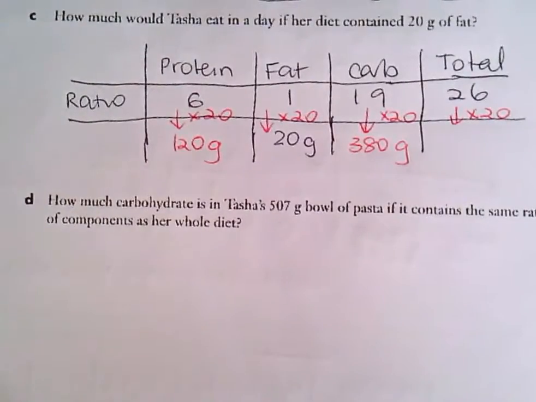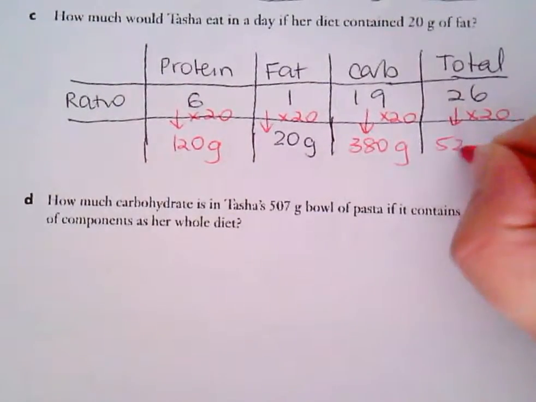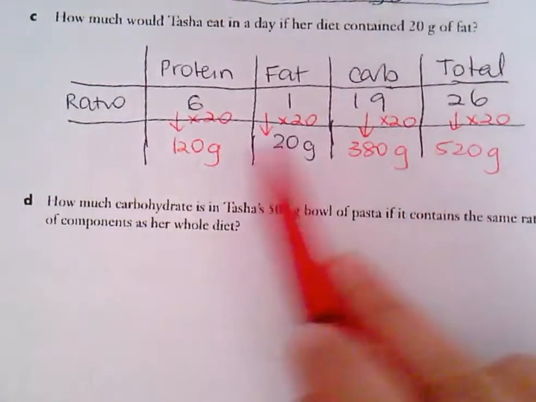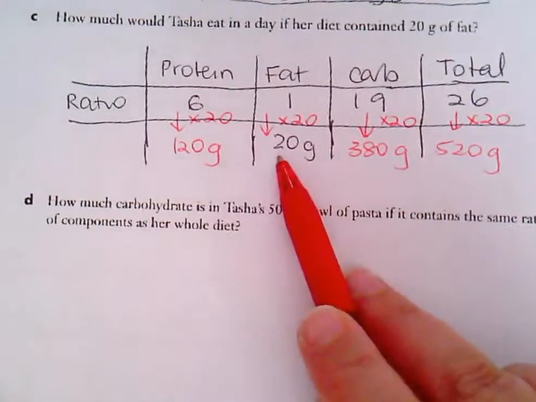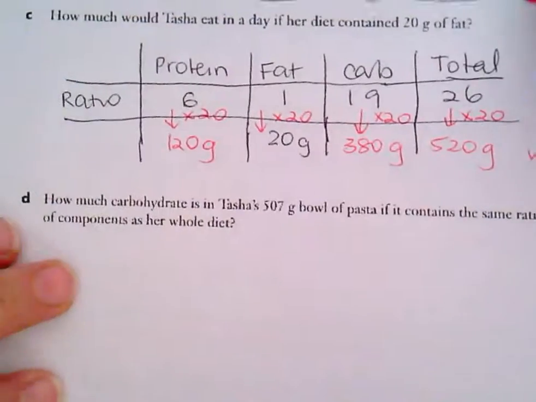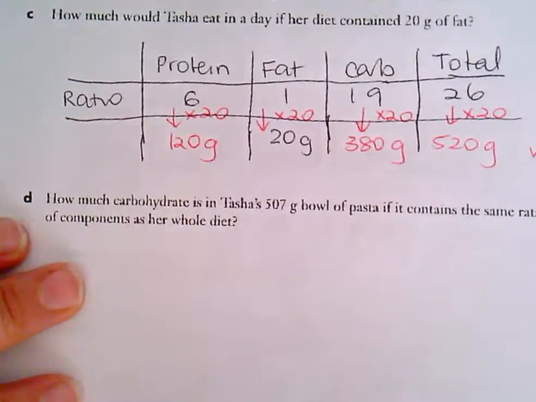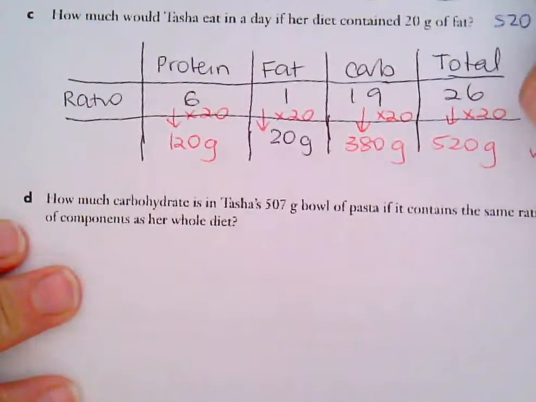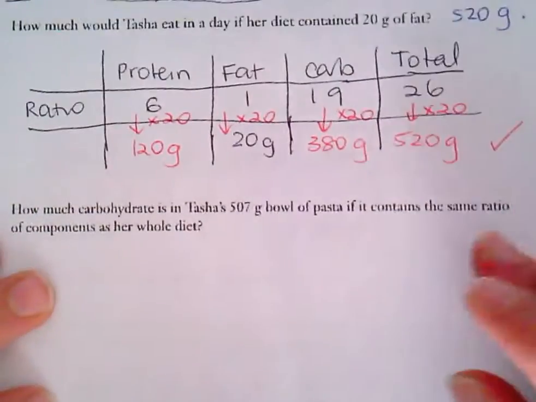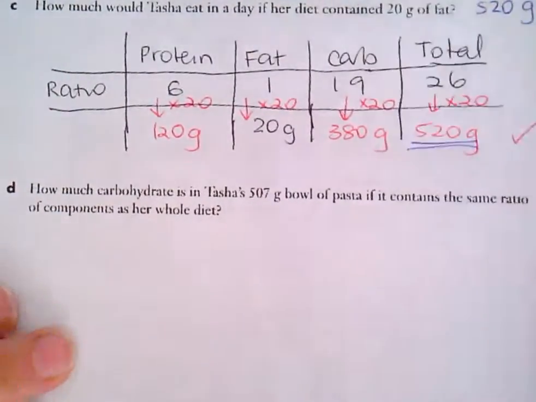And 26 times 20 is 520 grams. This one, there's been no rounding, so they should all add up. 380 and 120, that's 500 plus 20 is 520 grams. So how much would she eat in a day if her diet contained 20 grams of fat? Well, she would eat 520 grams of food. All right, that's the answer, 520 grams.